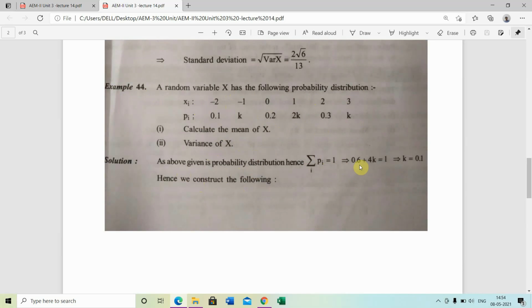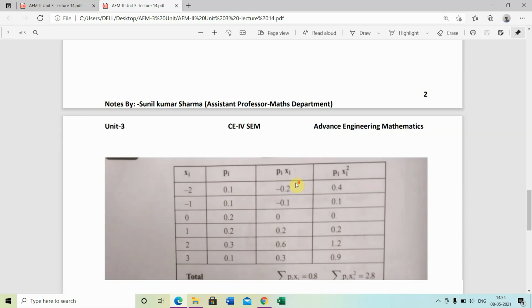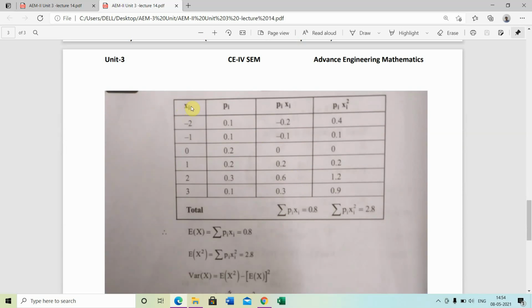Then we get 0.6 plus 4k equals 1, the sum of all probabilities pi. Then we get k equals 0.1. Hence we construct the following table of xi, values of −2, −1, 0, 1, 2 and 3, and according to this, probability pi is 0.1, 0.1, 0.2, 0.2, 0.3, 0.1.